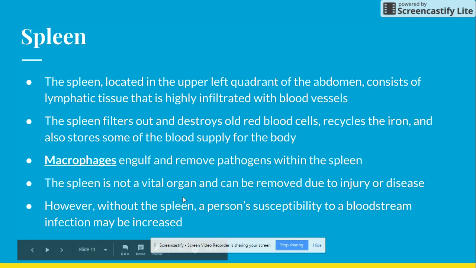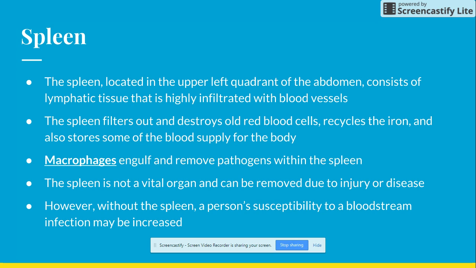So the spleen does have a lot of macrophages, which was one of our white blood cells. These guys are kind of our first line defense of white blood cells, and they're just going to eat up anything that's not part of you. Okay, so it's going to take out those pathogens.